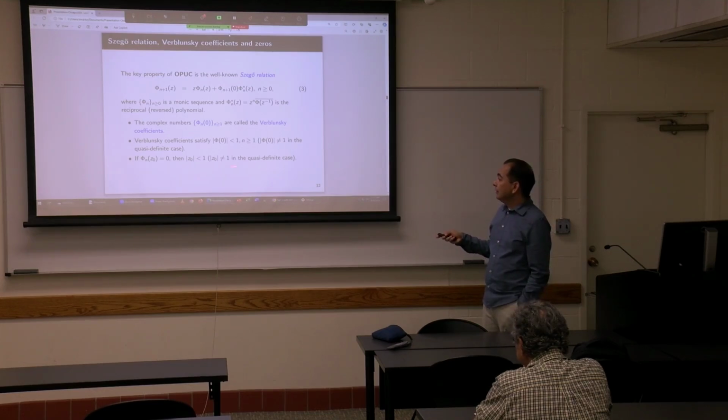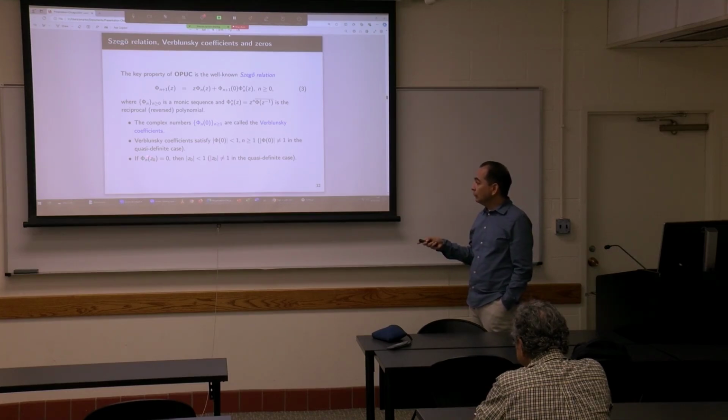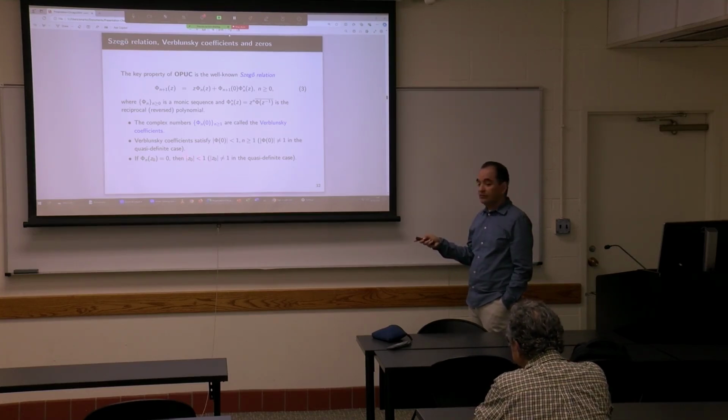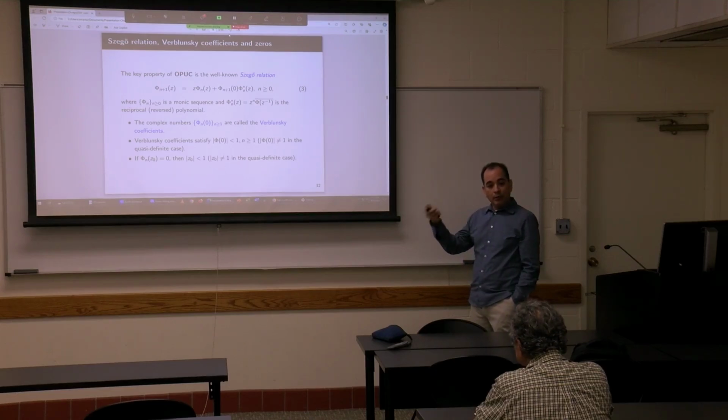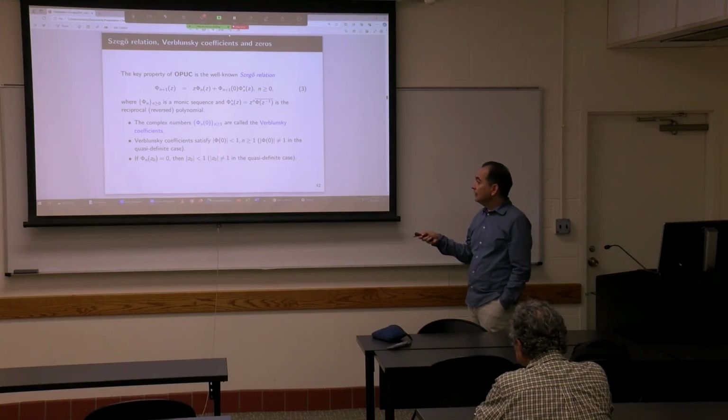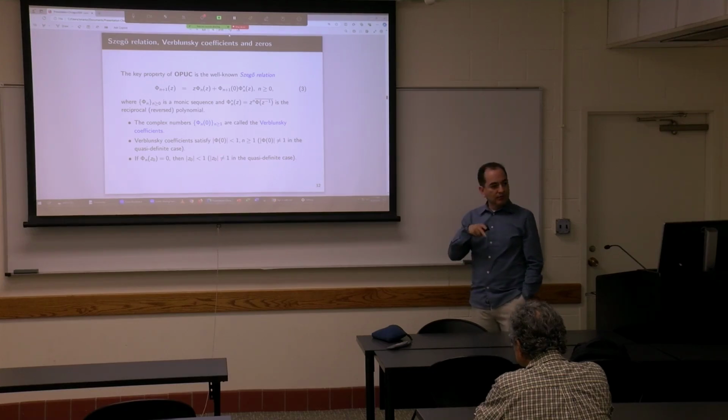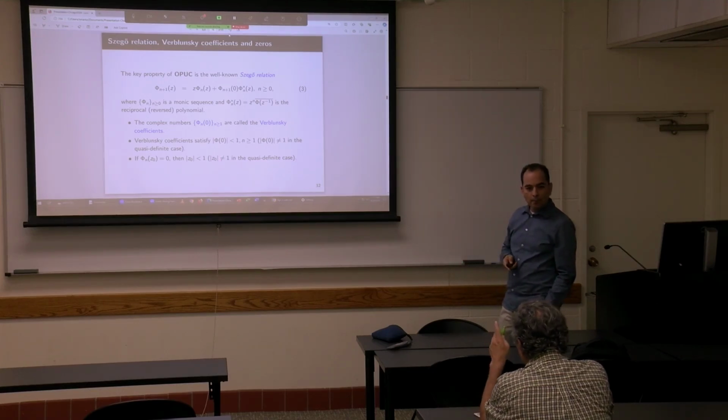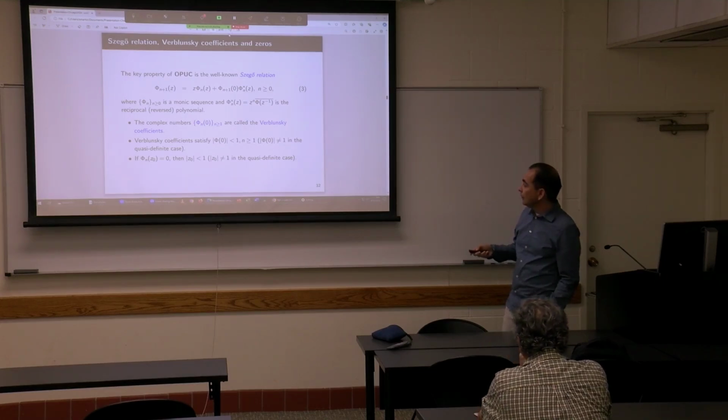And in the positive definite case, we also have the property that the zeros of the polynomials are on the unit disk. Or if you have a regular case, not necessarily positive, the zeros satisfy that the norm is different from 1. Right? So, remind me, what is the quasi-definite case?